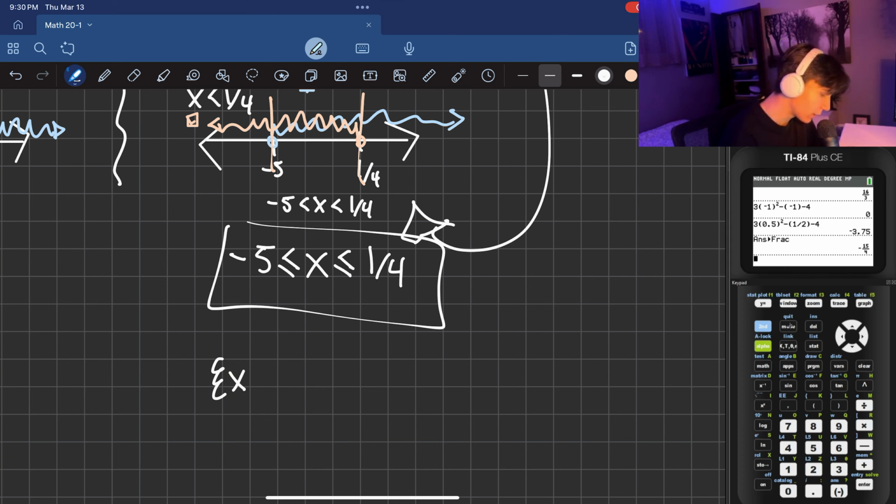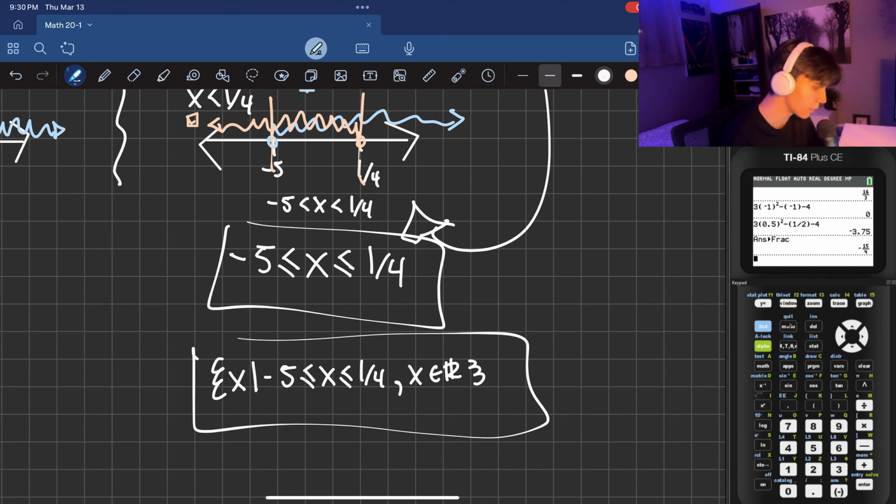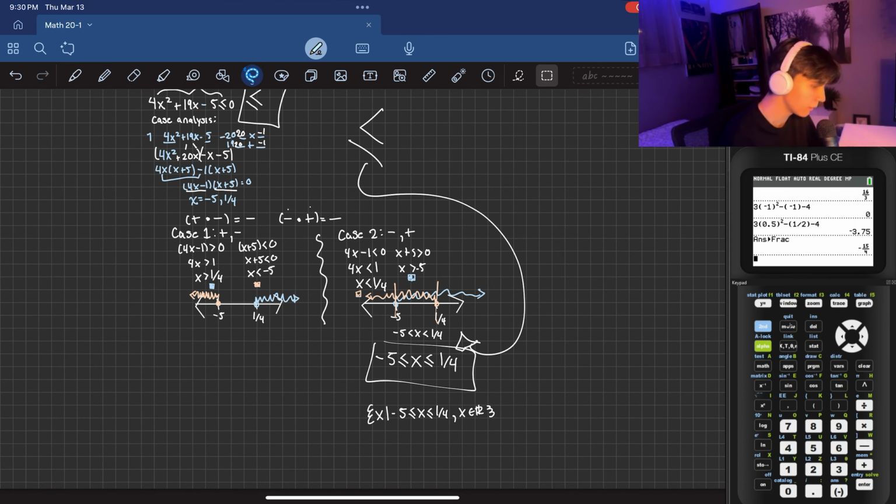So you can actually write this as your domain. So x is such that -5 is less than or equal to x is less than or equal to 1 over 4, and x is an element of the reals. This is optional. You don't have to write it like this, but if it better resonates with you, you can definitely do that.